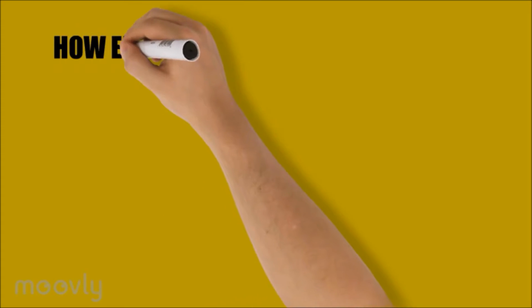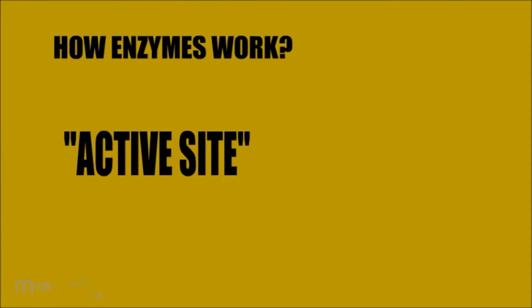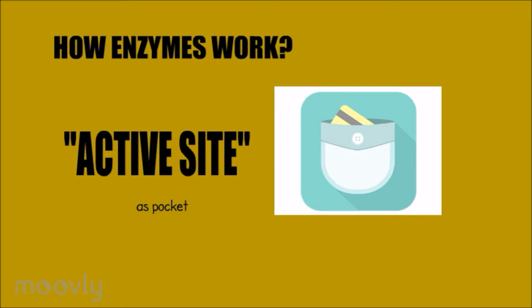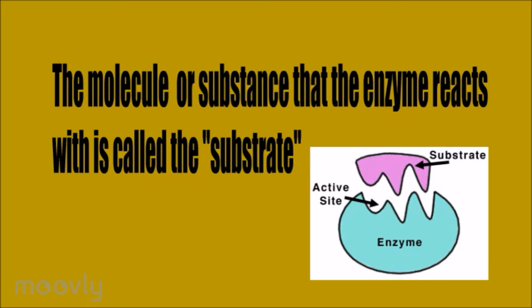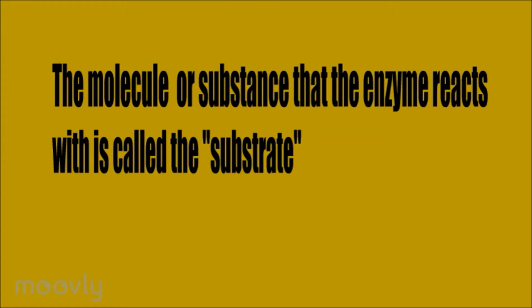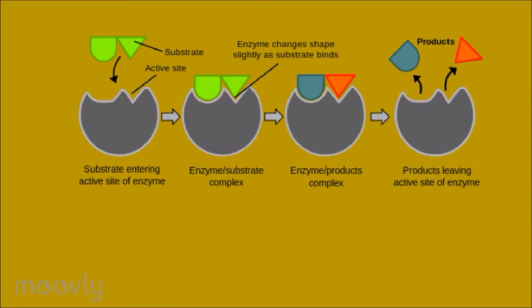Going on, how enzymes work. Enzymes have a special pocket on the surface called an active site. The molecule that they are supposed to react with fits right into that pocket. The molecule or substance that the enzyme reacts with is called the substrate. The reaction takes place between the enzyme and the substrate at the active site.